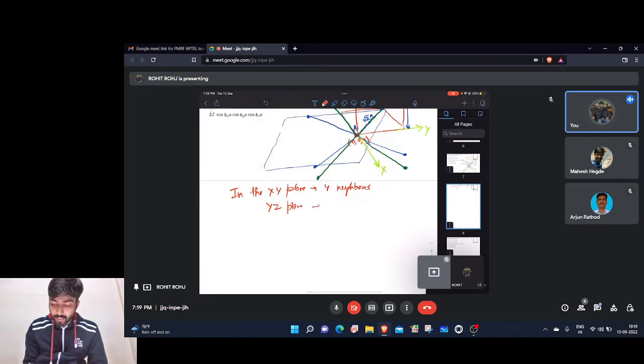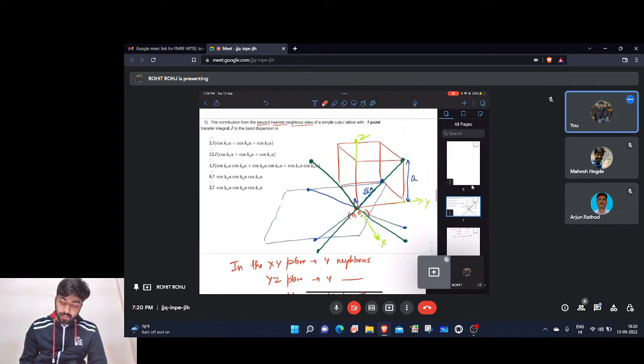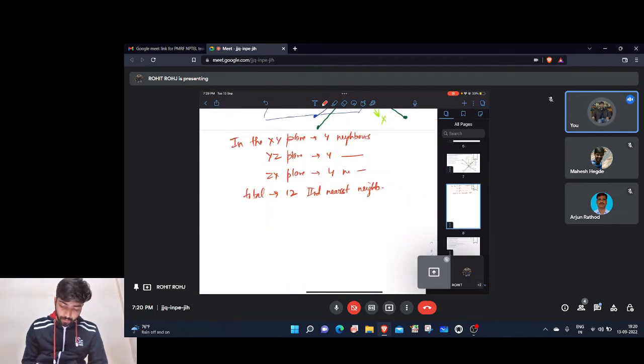In the same way, the YZ plane will have 4 neighbors, and the ZX plane, if I draw it, it will become much more complicated. One can imagine it will also have 4 neighbors. So in total we have 12 second nearest neighbors, and let me write down the relation for E(k).